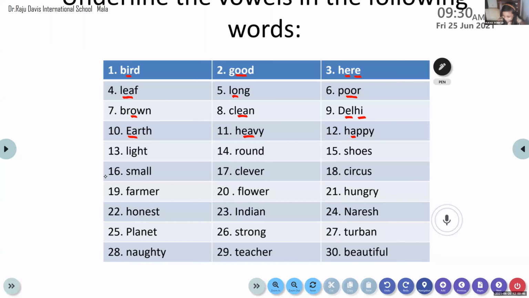Hyra, come on, Hyra. Read the 13th word for me. Light. Yes, light. Now pick out the vowel in it, Haira. Yes, come on. Which is the vowel in it? I. Yes, that's all. I is a vowel there.